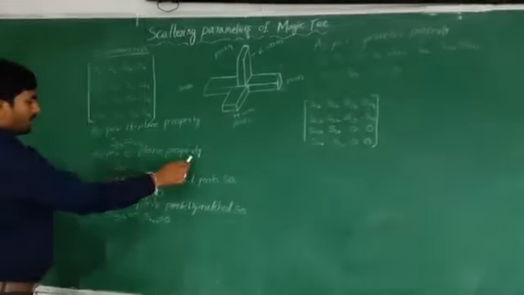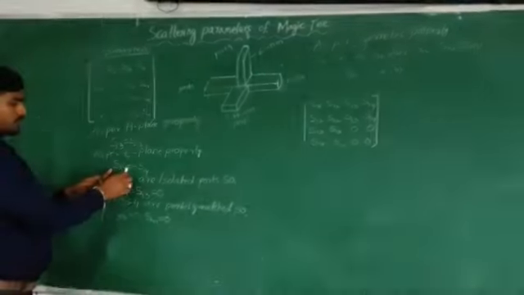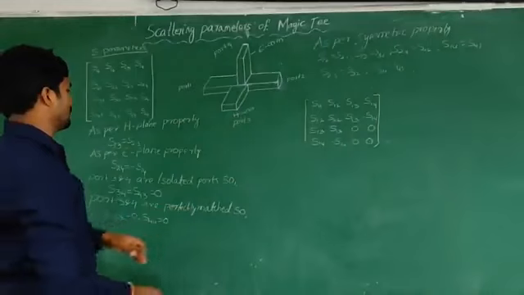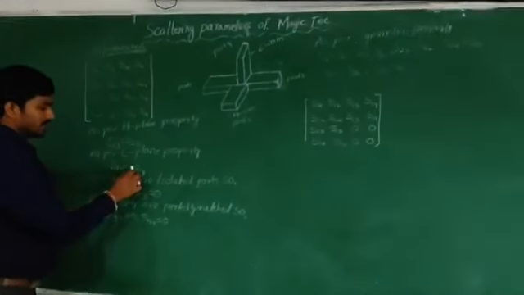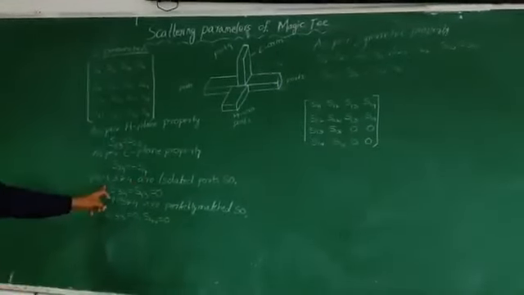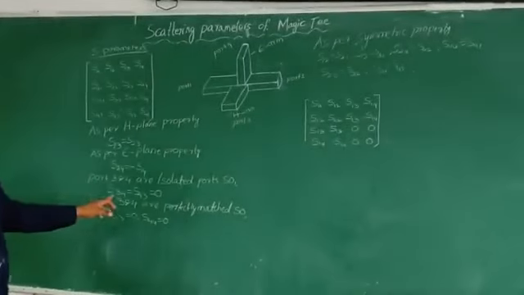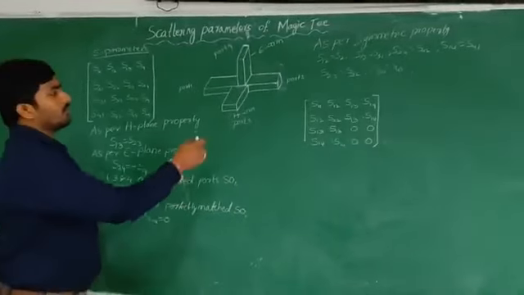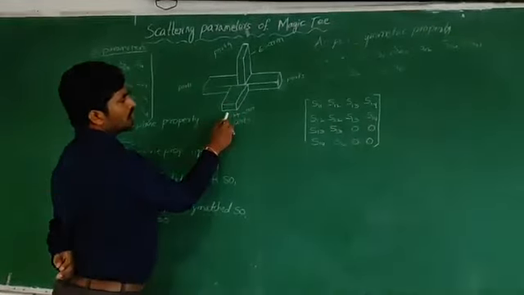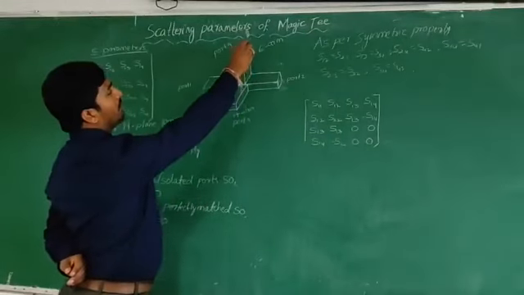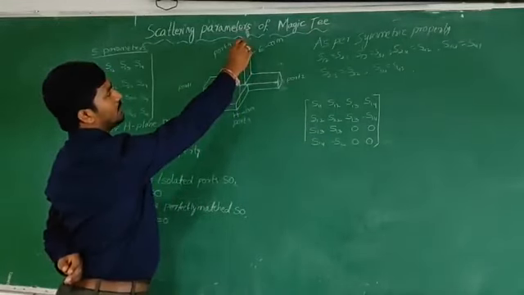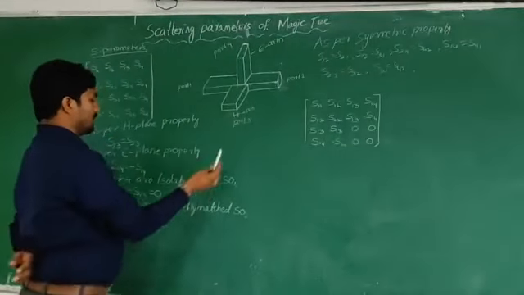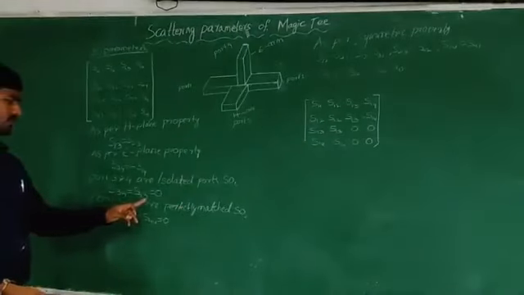As per the E plane property, we can write S24 is equal to minus S14, because of the 180 degree phase shift we are assigning the negative sign there. Port 3 and port 4 are isolated ports, so we can write S34 is equal to S43 is equal to 0. When applying the power at port 3, there is no power at port 4. So we can write S34 is equal to S43 is equal to 0.